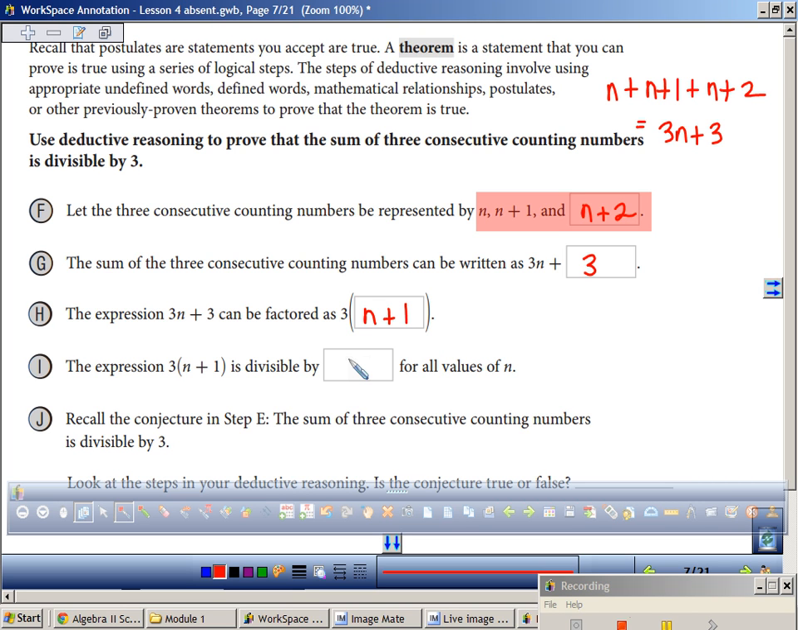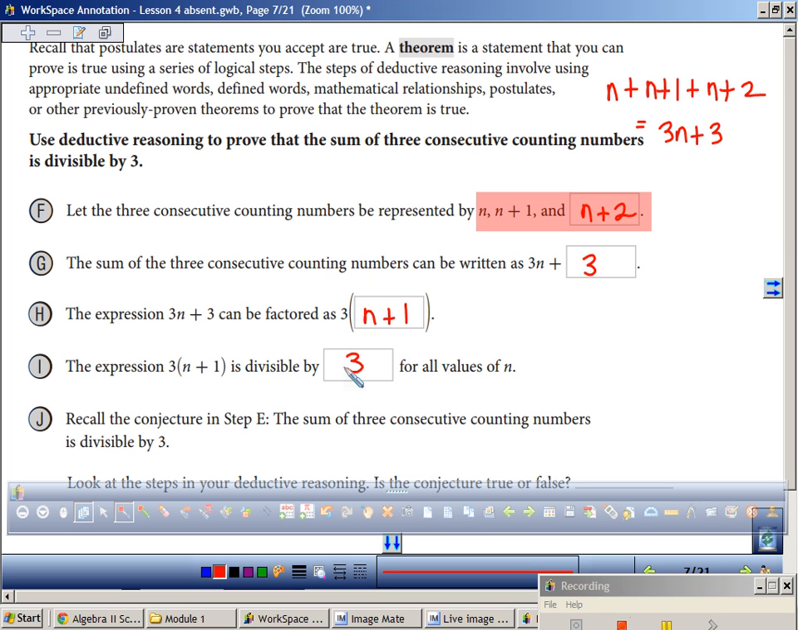What were we trying to prove? That if you add 3 consecutive numbers, they'll always be divisible by 3. So the expression 3 times n plus 1 is divisible by 3. Isn't it divisible by 3? Yeah. For all values of n. I just tested for any number I plug in there. If I want to make that 1,000,000, that would be 1,000,001 plus 1,000,002, and I know that if I add them all up, it's always going to be divisible by 3.